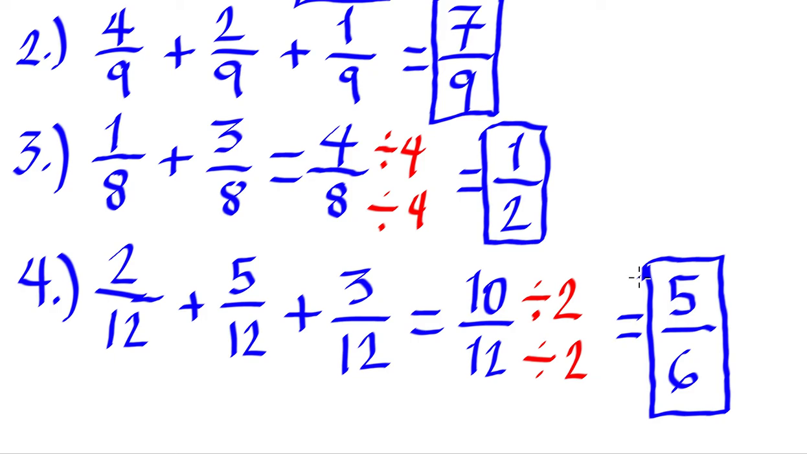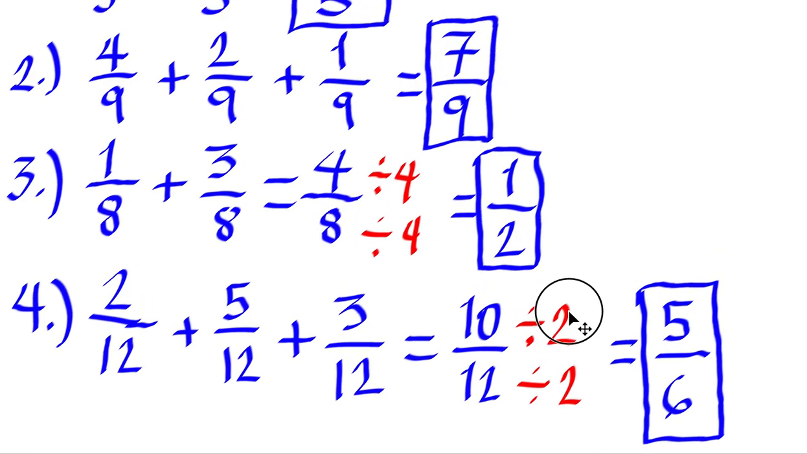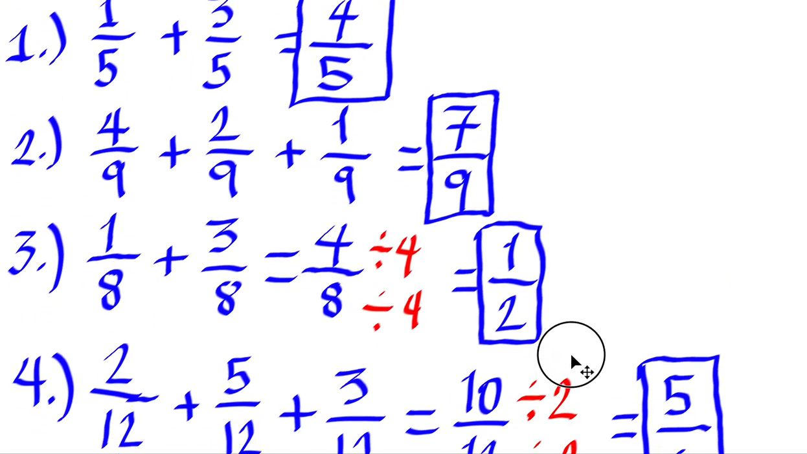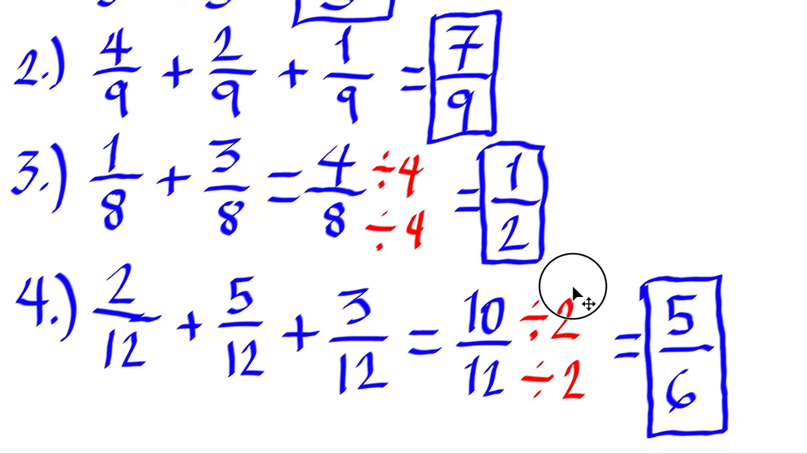Okay, so I think that's the end of this video. Actually, the concept is still going to be the same if I add more. So again, add the numerators, copy the denominator, and then don't forget to simplify. This is number 1, we have number 2, number 3, and number 4.